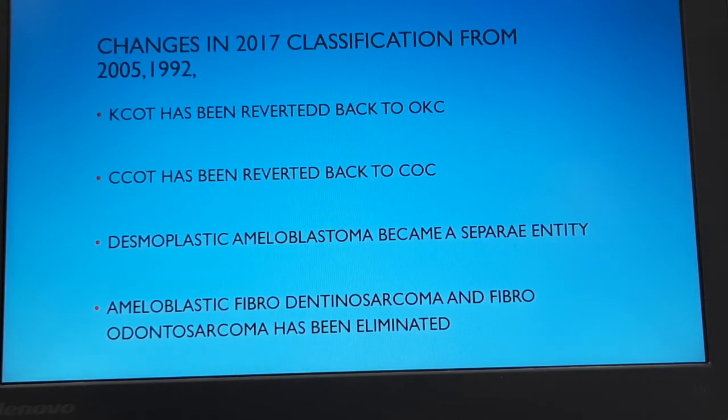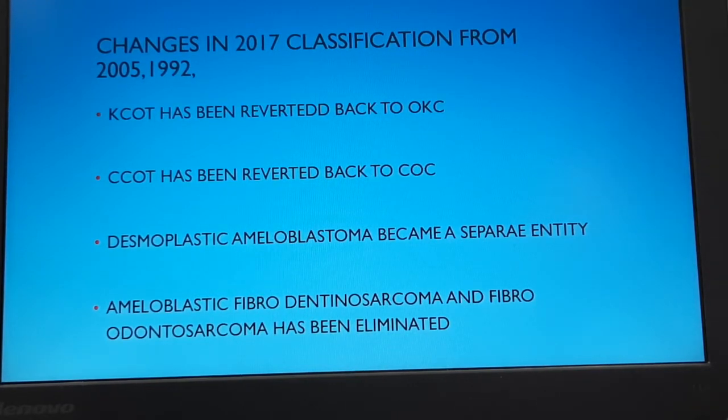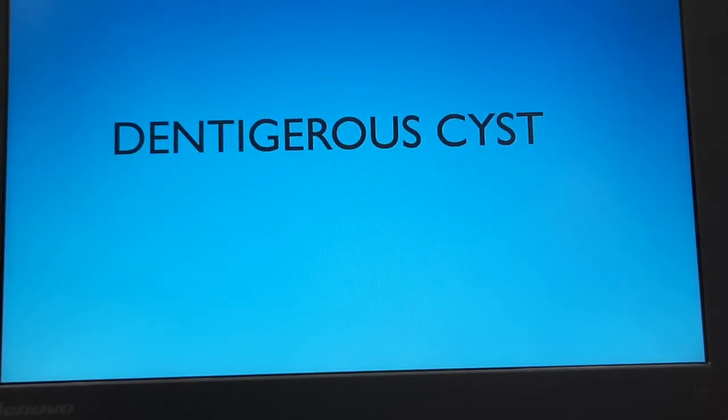The changes that have taken place in 2017 from the previous ones of 2005 and 1992 were that the keratocystic odontogenic tumor, KCOT, has been reverted back to OKC, whereas the calcifying cystic odontogenic tumor, CCOT, has been reverted back to COC. The desmoplastic ameloblastoma became a separate entity. The ameloblastic fibrodentinosarcoma and fibroodontosarcoma have been eliminated. So these are the various changes that are taking place in the recent classifications.